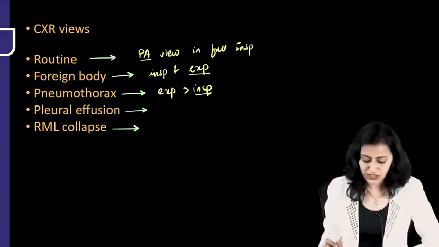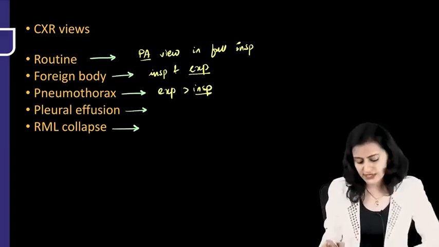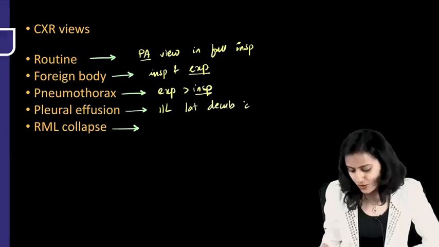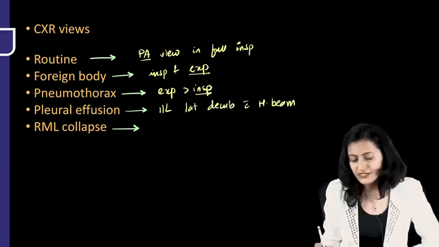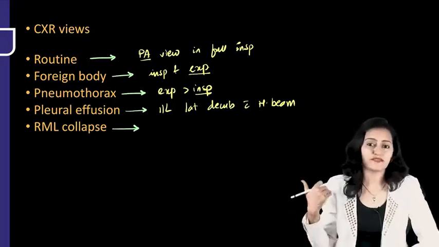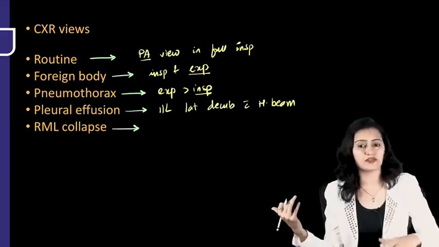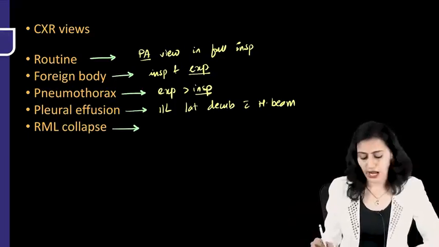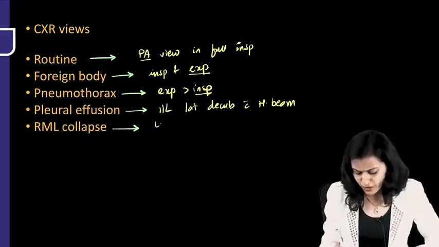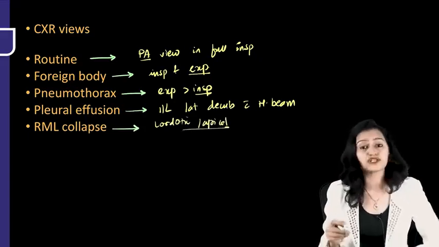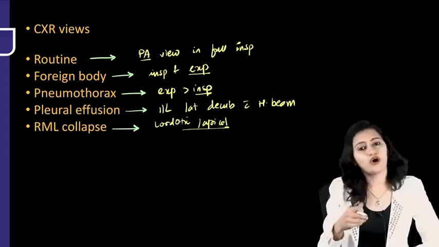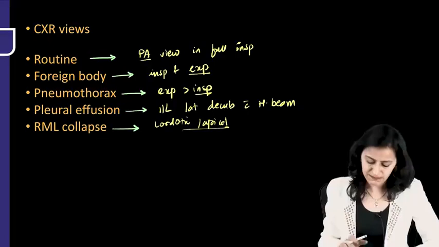For pleural effusion, the chest x-ray view which is the most sensitive is the same side lateral decubitus view with horizontal beam. Always with lateral decubitus, it is a horizontal beam. So if it's right pleural effusion, right lateral decubitus; left pleural effusion, left lateral decubitus. For right middle lobe collapse, we have the lordotic view or the apical view. Lordotic or apical view helps in the evaluation of the apex of the lung, like Pancoast tumor, or even the right middle lobe collapse.